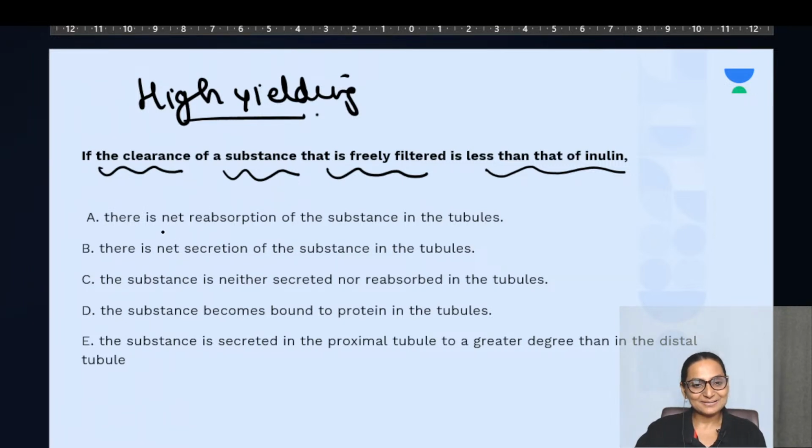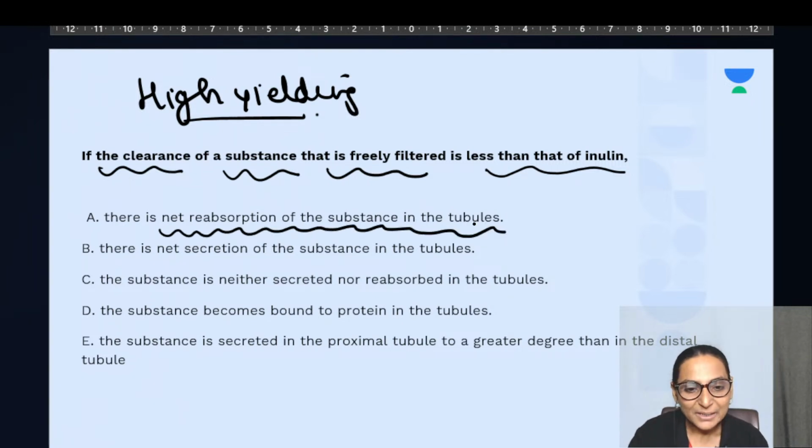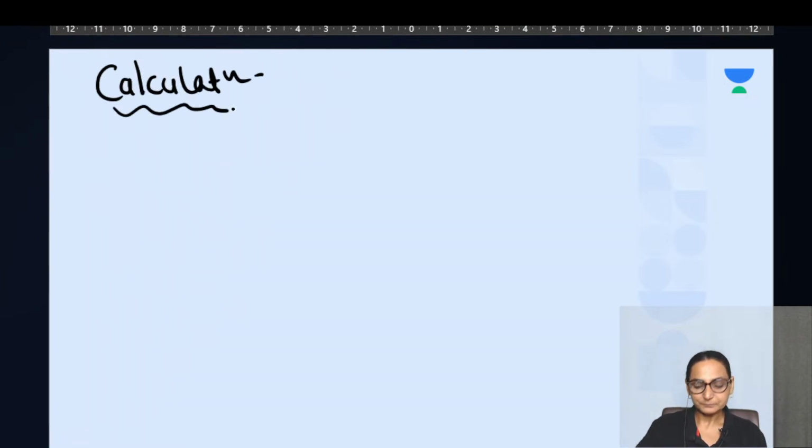Yes, the correct answer is the net reabsorption of the substance in the tubules. Now, what is the meaning of this question? And this also comes as a calculation based MCQ.